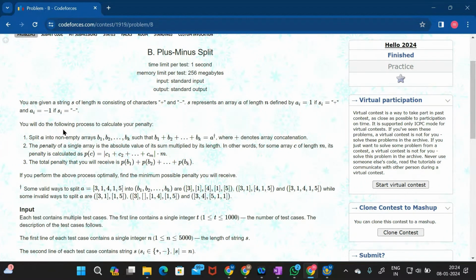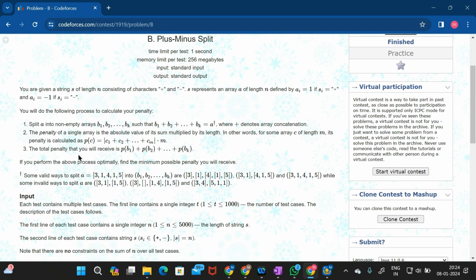Now let's move forward. What is it asking? You will do the following process to calculate your penalty. So we have to calculate the penalty and we will do the following steps. First step is to split A into non-empty arrays V1, V2, ..., Vk such that V1 + V2 + ... + Vk is equal to A, where plus denotes concatenation.